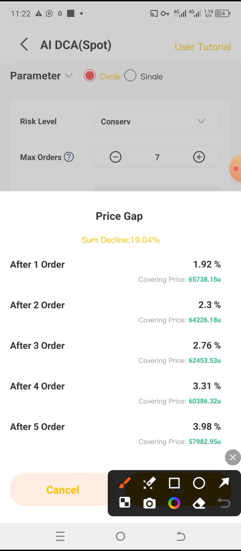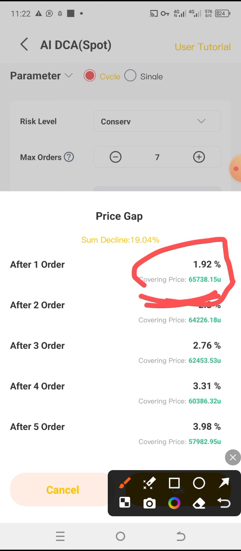After the first order, which is the initial order, when the coin goes down 1.92%, what does it do? It buys another one. So it buys another one, and it has put in the price here when it is $65,738.15. That is when it will buy another one.